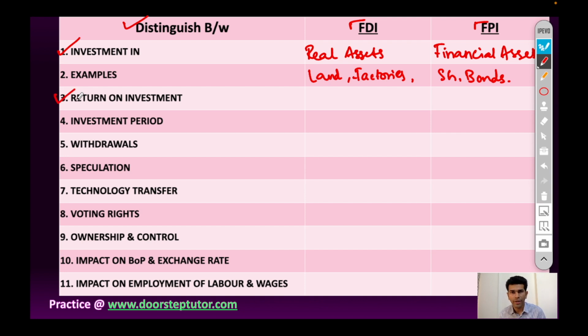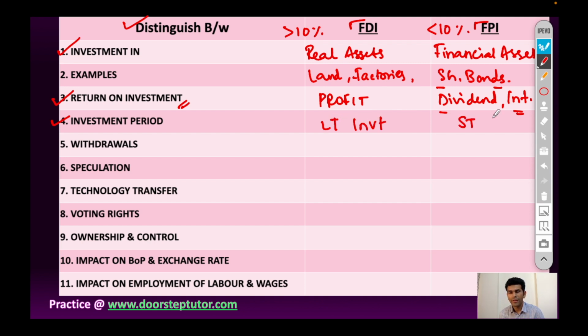Next, return on investment. In case of FDI, return on investment is called profit, and in case of FPI, the return is either dividend or interest. In case of shares, the return is called dividend, and in case of bonds, the return on investment is called interest. Investment period, FDI is long-term investment and FPI is short-term investment because it is speculative in nature. Withdrawal, it is difficult to withdraw in FDI and FPI is easy to withdraw.